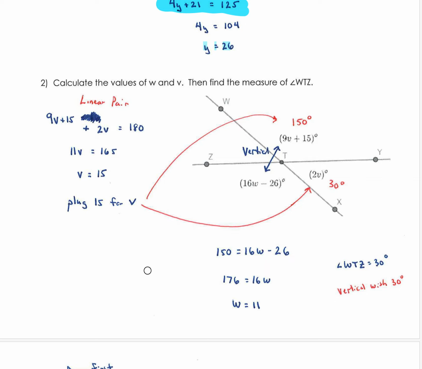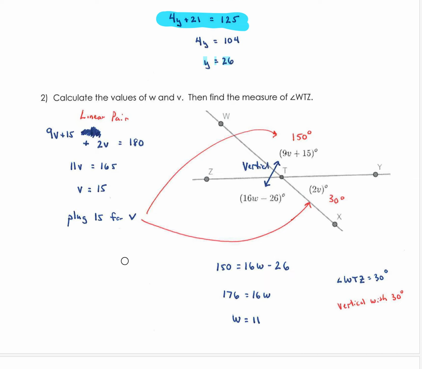Similar on number 2. Number 2, if you look at it, we want to find w and v, but then we also at the very end want to find that angle. Okay, so we look here and we see some v's and we see some w's. So I'm going to focus on the two that are the same, just like I did up there. I focused on x first up there. I'm going to focus on the v's. How are these two angles related? Well, they're linear pairs. That's what I say right here. These two angles are linear pairs.